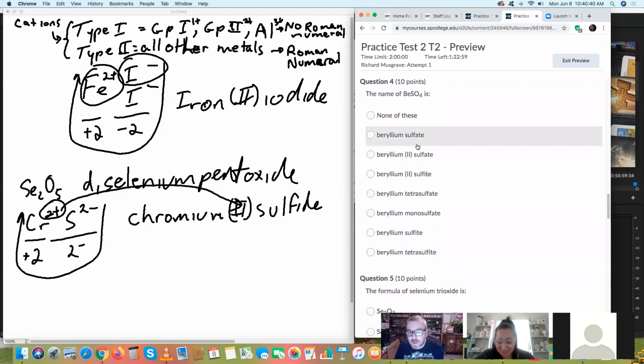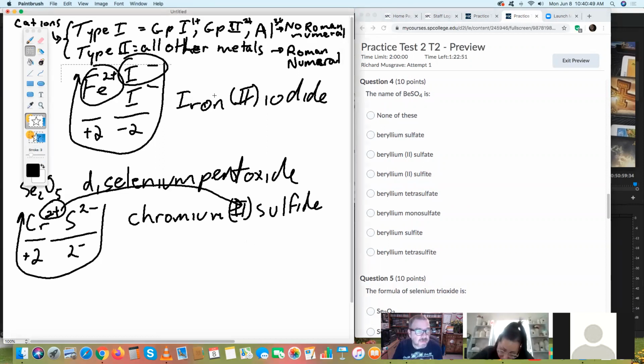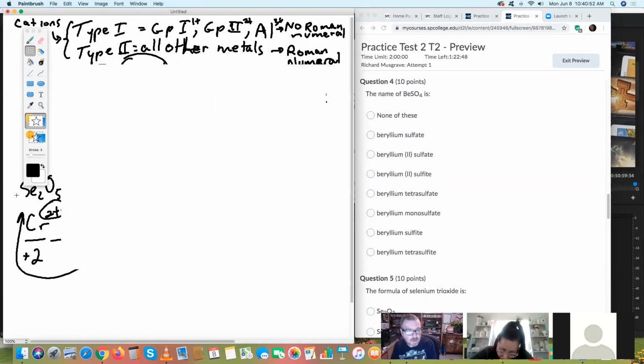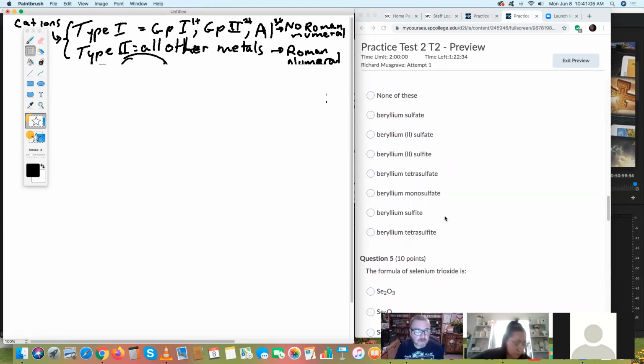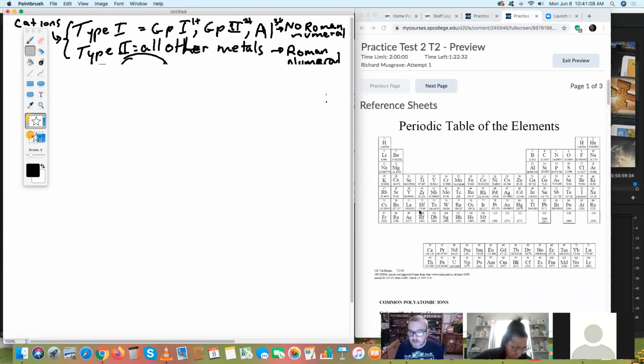All right, let's look at this one here, BeSO4. That's a good one, since we've got something a little bit different here. Let me get rid of some of this stuff. Okay, so BeSO4. So Be, let's have a look where it is on the periodic table. It's over here, right? So it is definitely a metal. Is it in group 1, group 2, or aluminum? It's group 2.